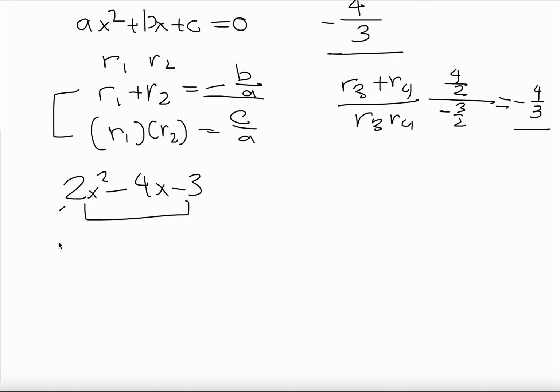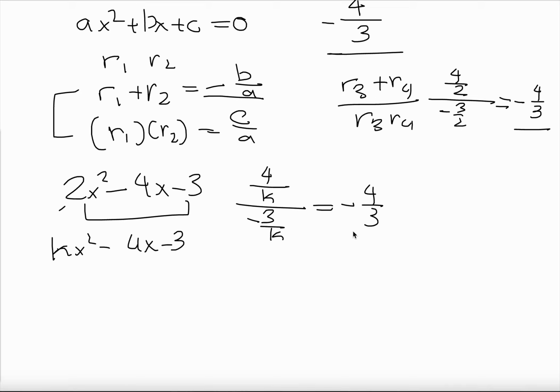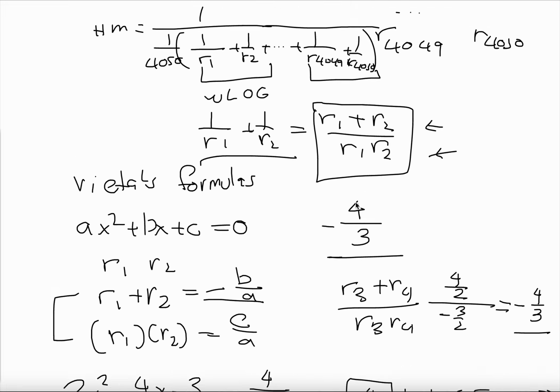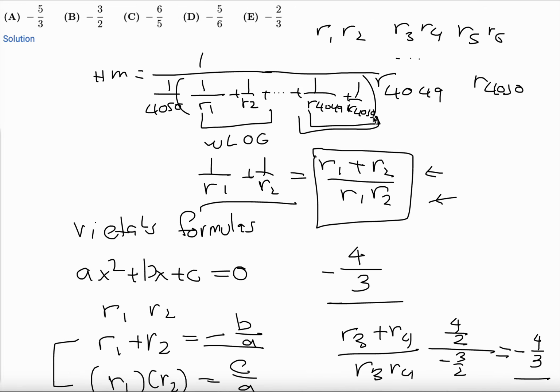Basically the way these polynomials look is kx squared minus 4x minus 3. If we do Vieta's formulas here, the sum of the 2 roots is always going to be 4 over k, because it's minus b over a. The product of them is always going to be minus 3 over k, because that's c over a. And so 4 over k divided by minus 3 over k is always going to give minus 4 thirds. So for all k in the range 1 to 2025, it's always going to be minus 4 thirds. So every pair of 2 is going to equal minus 4 thirds.